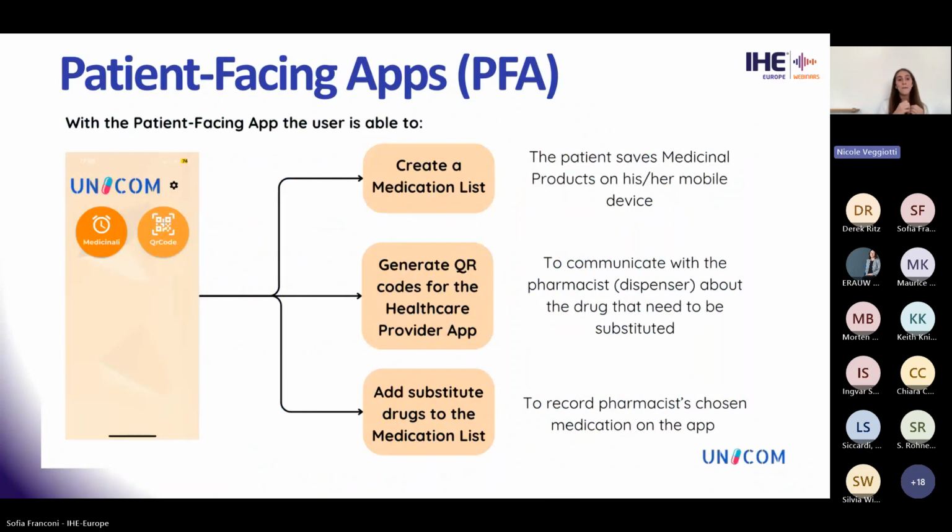So with the patient-facing app, the user is able to create a medication list, so the patient can save a medicinal product on his or her mobile phone. The user is also able to generate a QR code for the healthcare provider app in order to communicate with the pharmacist, that is the dispenser, about the drug that needs to be substituted. And in the end, the user is also able to add the substitute drug to the medication list in order to record the pharmacist-chosen medication on the application. Next slide, please.